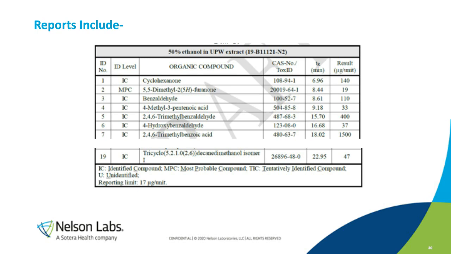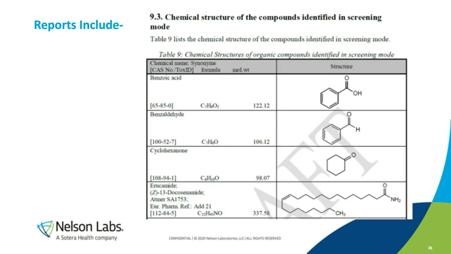We also, in our reports, include pictures of the structure. This is really useful to toxicologists. If there's ever any ambiguity about a name or a CAS number, which sometimes there is, then this structure can really help with that. Okay, with that, I think I'll go ahead and close out.